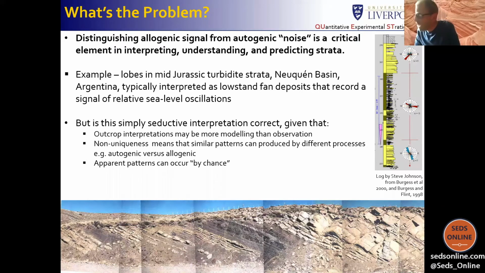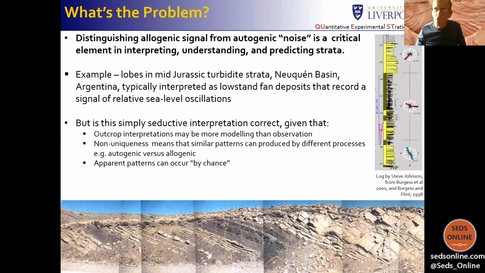And then there's the issue of non-uniqueness, which essentially means that the same pattern can occur for different reasons. So in this case, the lowstand fan interpretation says it's an allogenic control, but what about autogenic processes? How might they be responsible for a succession of rocks like this? And then finally, the thing that we need to ask in our interpretations of strata like this is how much can occur by chance?